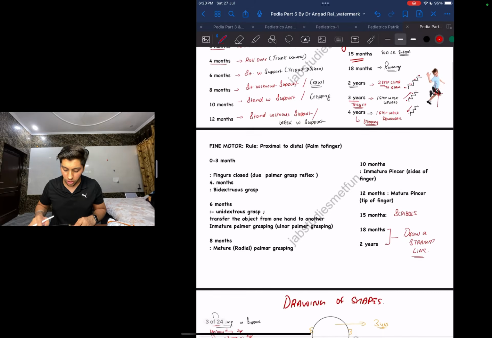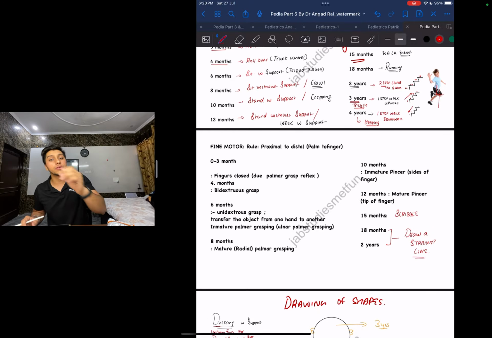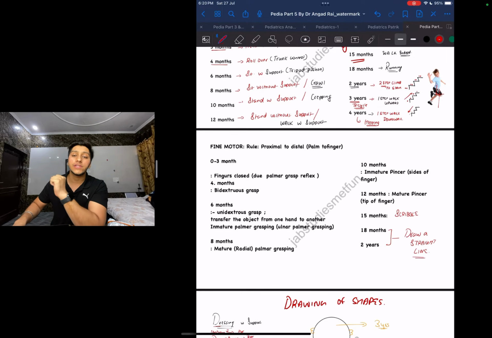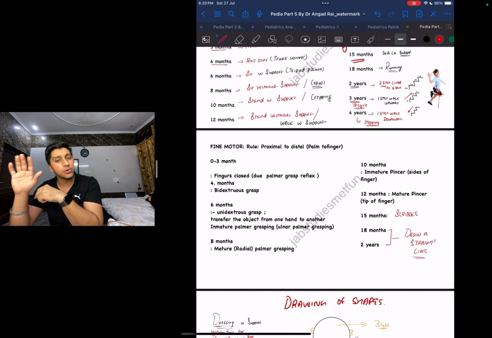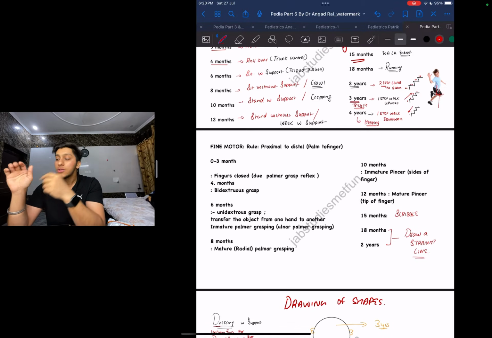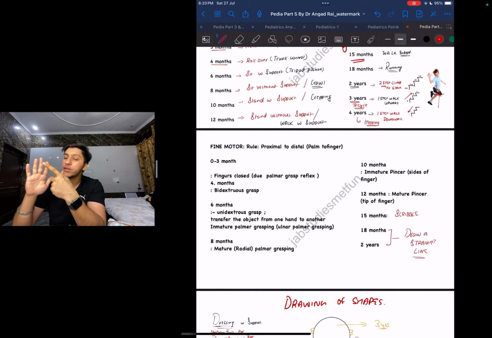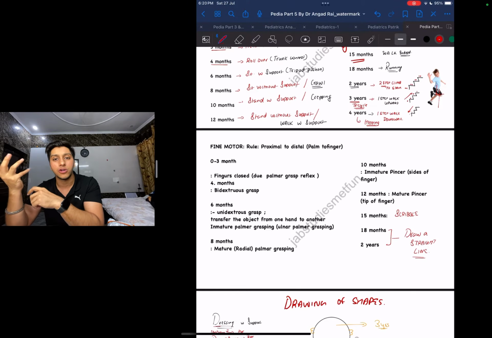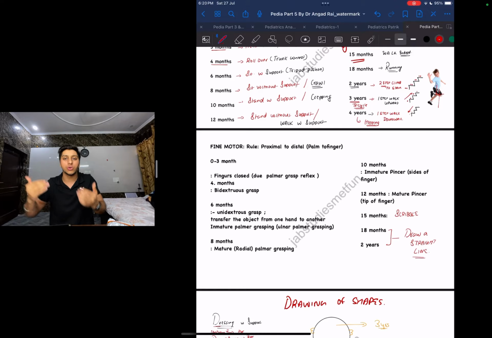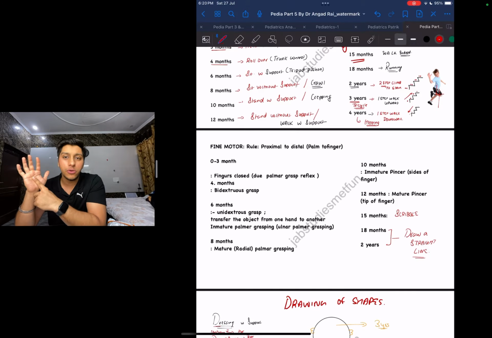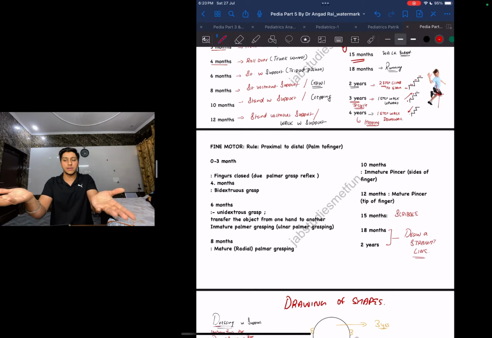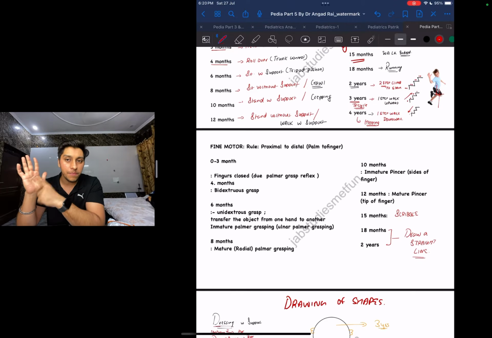Next thing we're going to talk about is fine motor. Fine motor also has another rule: always you will go with the order as proximal to distal. In fine motor, we are always seeing the movements of the hand. So with respect to palm and with respect to fingers, what is more proximal, guys? Proximal means anything which is close to our body. So our palm is much more closer than the fingers, right? If you see like this. So first will be the development of the palm, and then will be the development of the fingers.